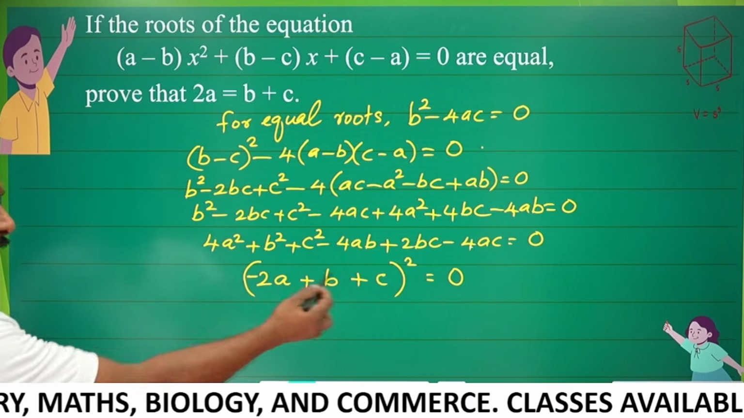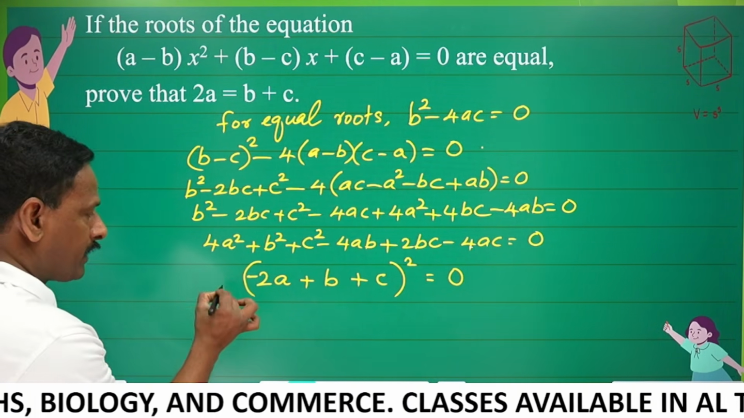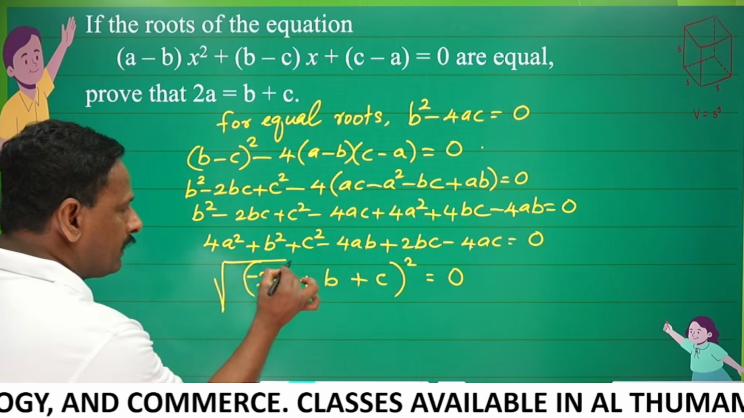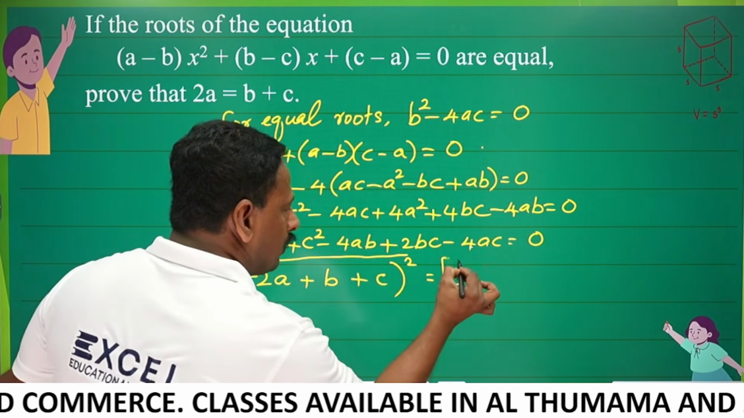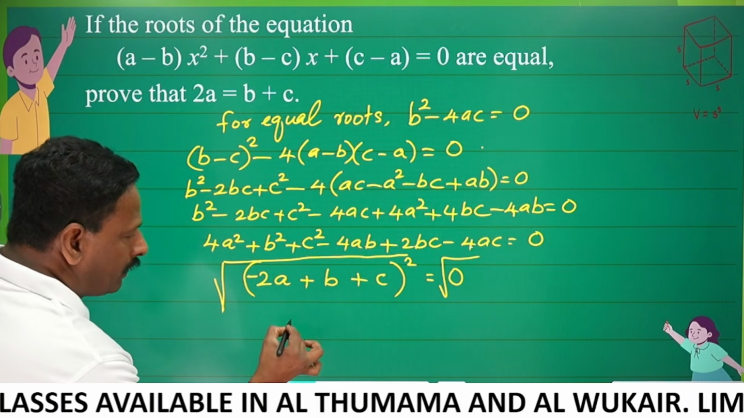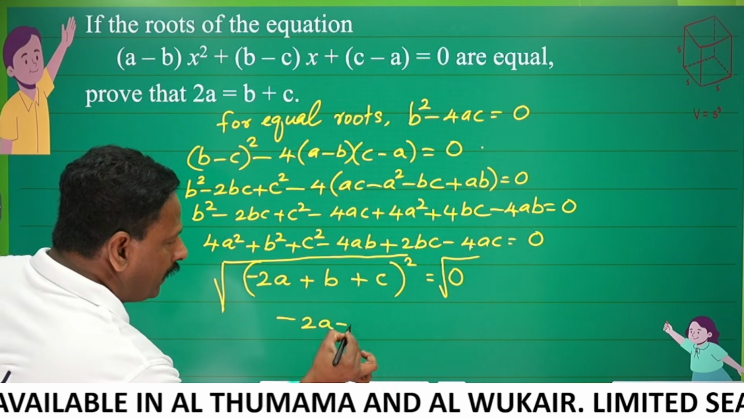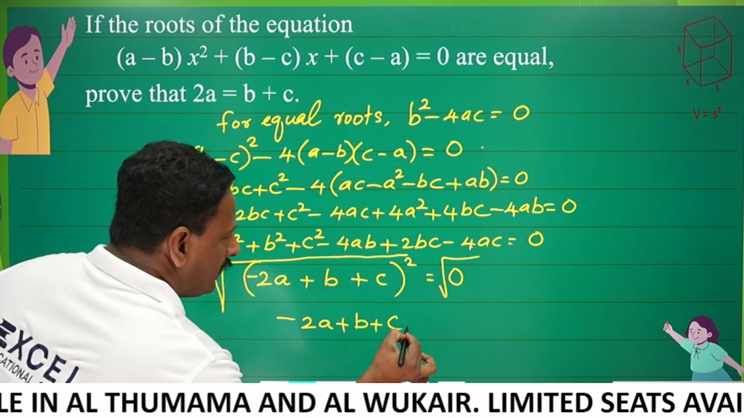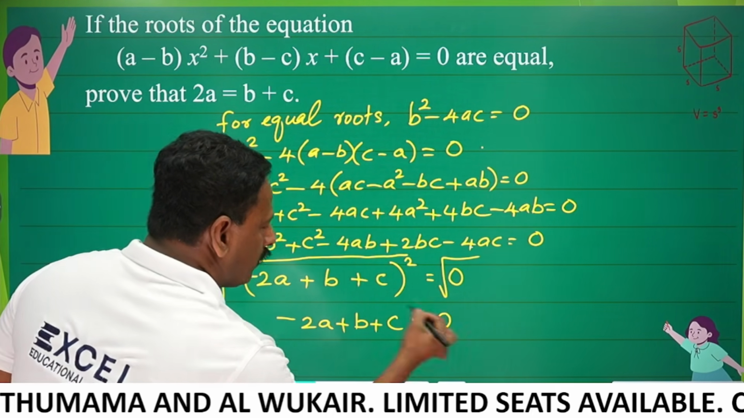Now, in order to simplify this, we will take the root on both sides. So if you take the root, you will get root of the square equal to root of 0. So that root and square will get cancelled. Here what remains is negative 2a plus b plus c equal to root of 0, which is 0.